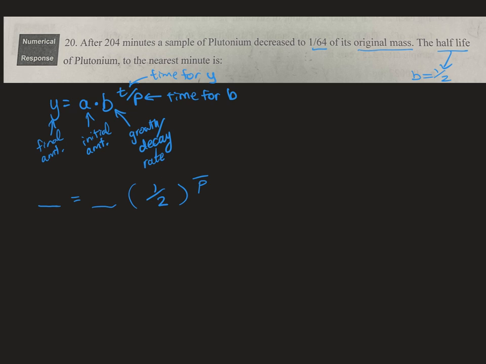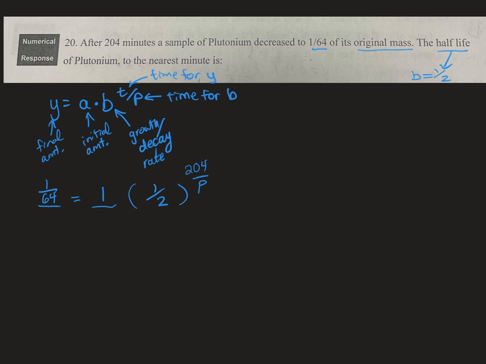All right, now let's see if we can fill in the rest. So it said after 204 minutes. Well, that would be the amount of time for the final amount to happen. So 204 would go in the numerator there. And it said decrease to 1/64th of its original mass. So they didn't tell us what that was, but if we said the original mass was like 1, then the final would be 1/64th of that. And that's probably the easiest way to do that.